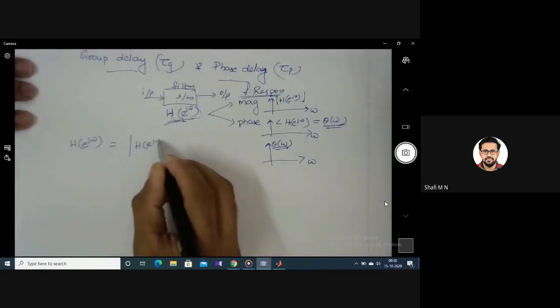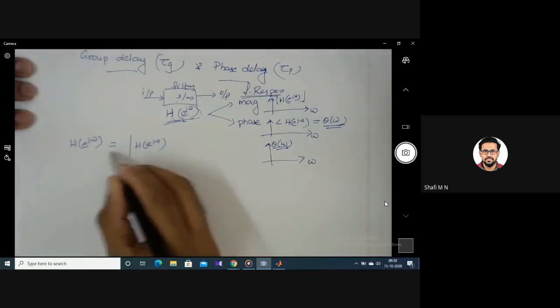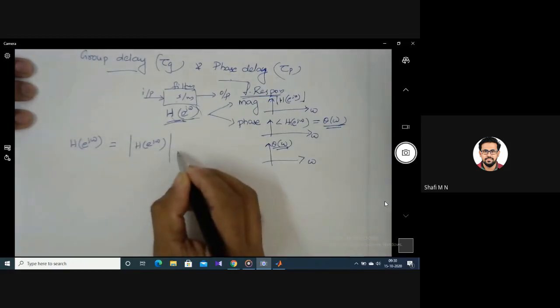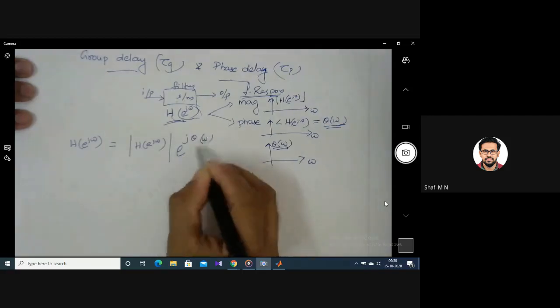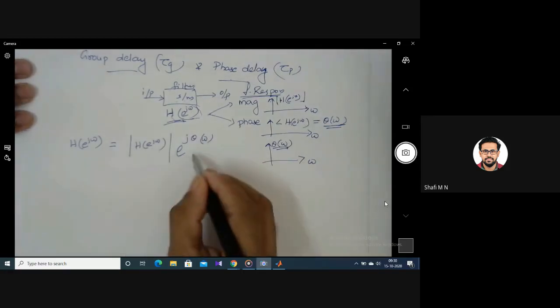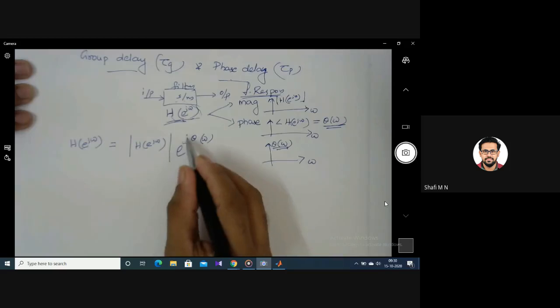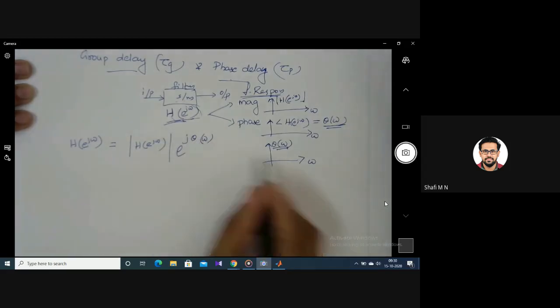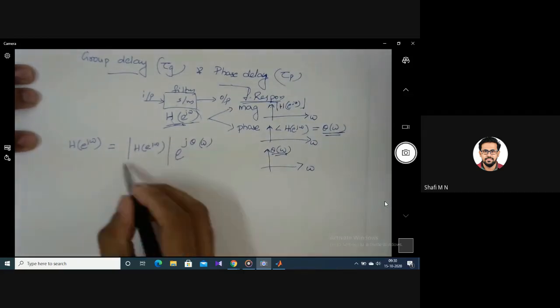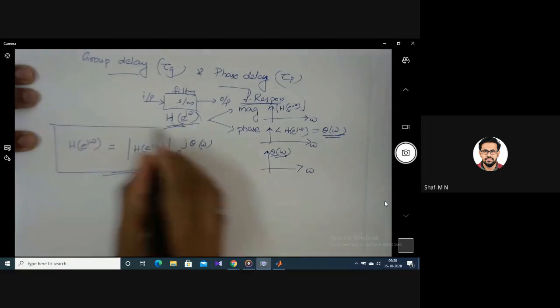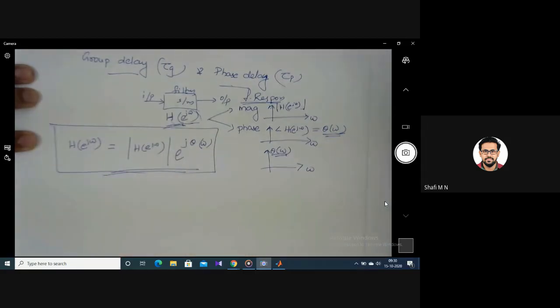Yes, okay. So I'm expressing it like this: modulus of H of e power j omega, right, into e raised to j theta of omega, right? Where this is your phase. I'm representing it in polar form: r e raised to j theta, where r is the magnitude and theta is the phase. In polar form, i is replaced with j. It represents a complex number r e raised to j theta, where theta means that is your phase. So you're okay with this, right? So this is the representation of the transfer function of your particular filter.